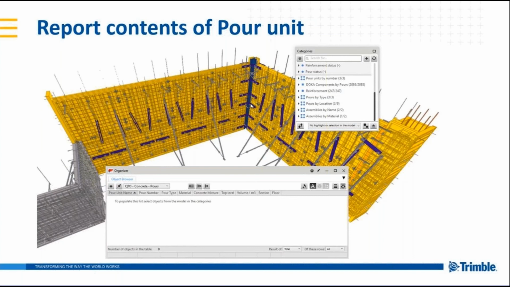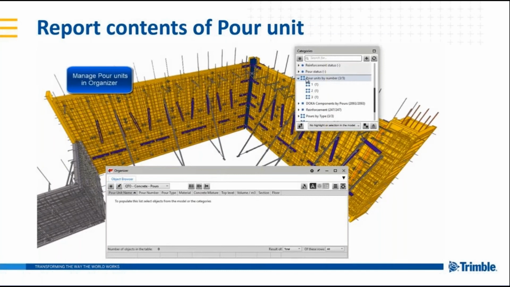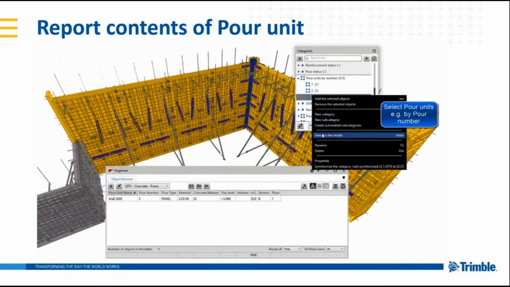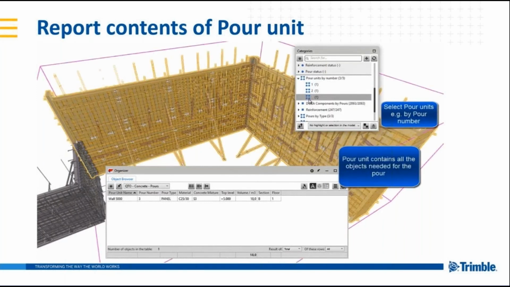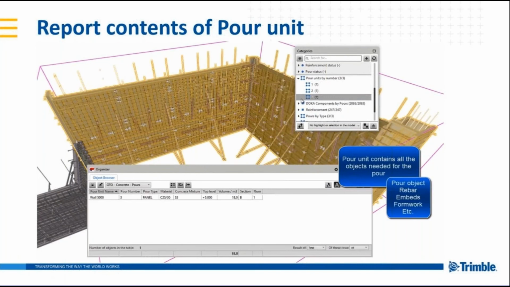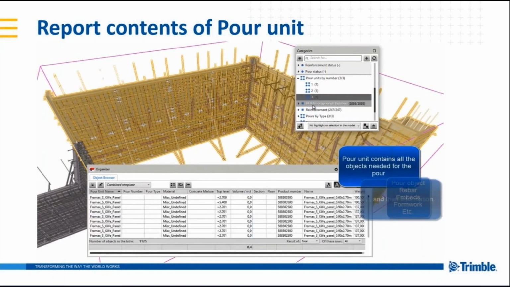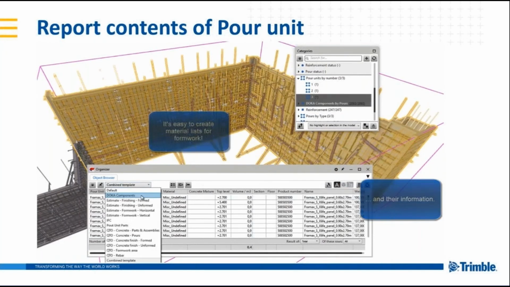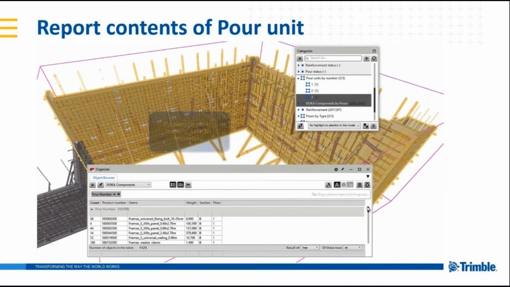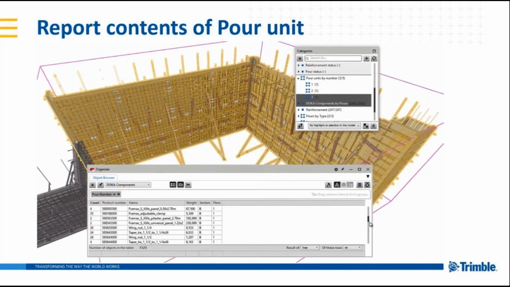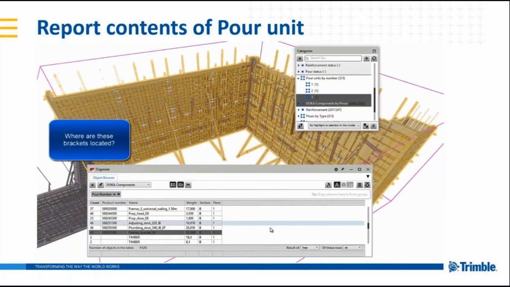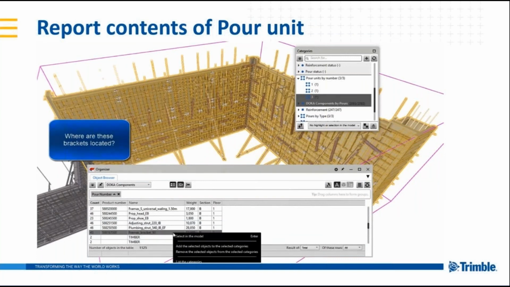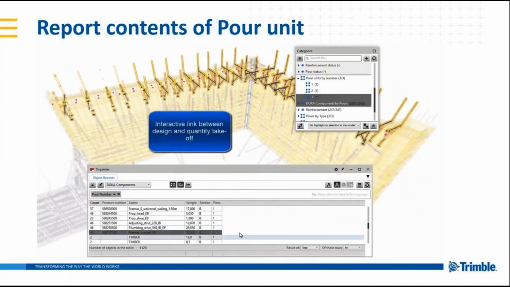We have here a short demonstration to show you how useful the pour unit is for reporting purposes. In Organizer, you can categorize the pours, for example, by pour number. You can select that pour by using Organizer and then use a cross selection, for example, to select the formwork belonging to that exact pour. You get a so-called shopping list of that formwork, and you can see every item needed to accomplish that pour.